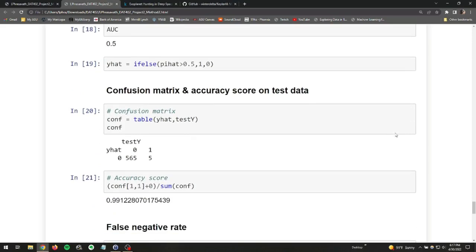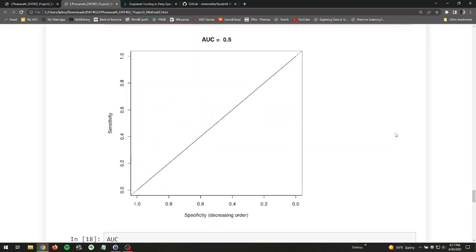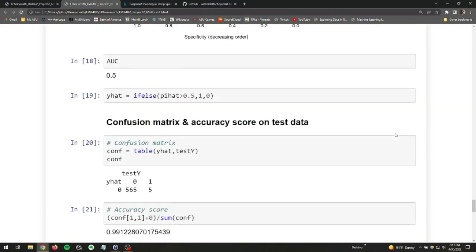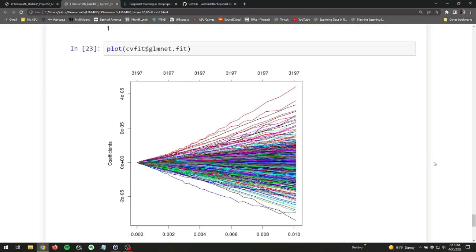And here is our confusion matrix and accuracy score on our test data. Interestingly, the accuracy score was 0.99, which, given our AUC value and ROC curve, seems like a little bit of conflicting information. I'm not sure how robust this model actually would be compared to the naive Bayes. But our false negative rate is 1, which is not very surprising given the accuracy score. And this is our glmnet fit plot.